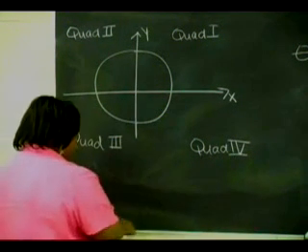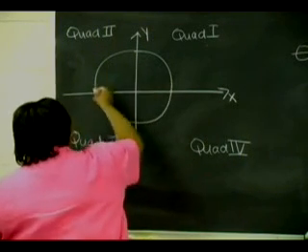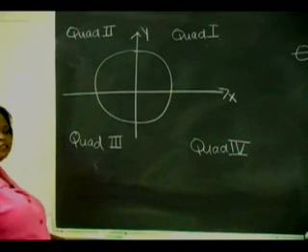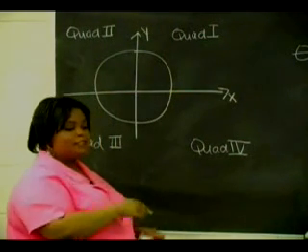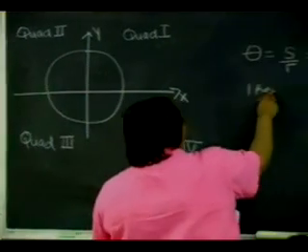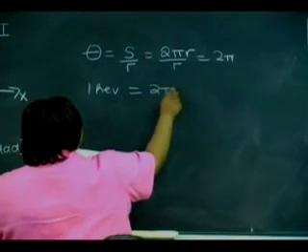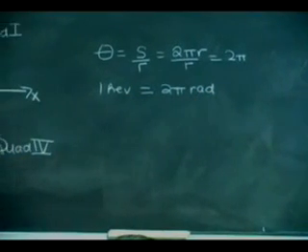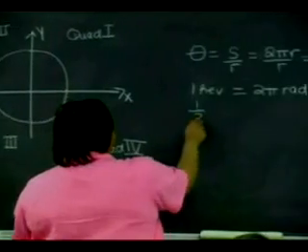So what this means is that if I start here and go all the way around this circle and come back here, then I have 2 pi radians. That's a full revolution, okay? So 1 revolution of this circle gives me 2 pi radians, and we abbreviate radians as RAD.